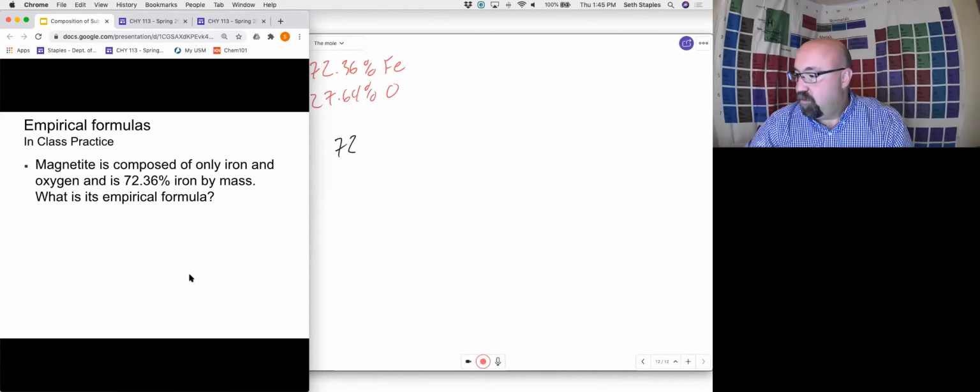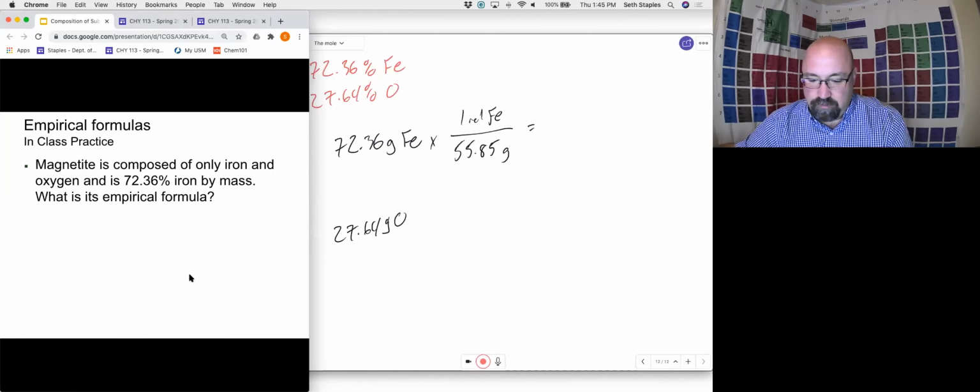Now we're going to take our same steps. We're going to take our 72.36% and convert that to grams of iron, and our 27.64% and convert that to grams of oxygen. Now we're going to convert that over to moles. 1 mole of iron, 55.85 grams from the periodic table, we get 1.30. 1 mole of oxygen, 15.999, equals 1.73.